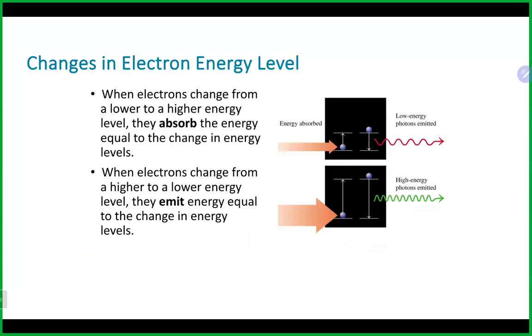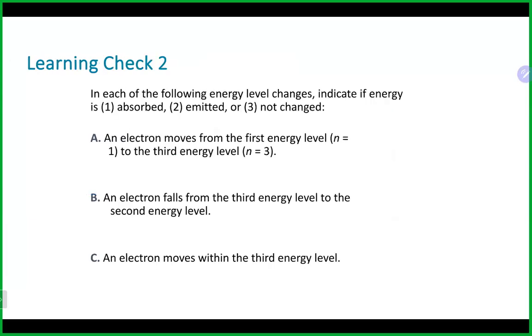All right. So as we just talked about, as we go from a lower state of energy to a higher state of energy, that is an endothermic process. Energy is being absorbed, and as the electron transitions from a higher state of energy to a lower state, that's an exothermic process, and we're going to emit that energy. So if we look at this, we have an electron that moves from the first energy level to the third. Should it be absorbed or emitted in this case?